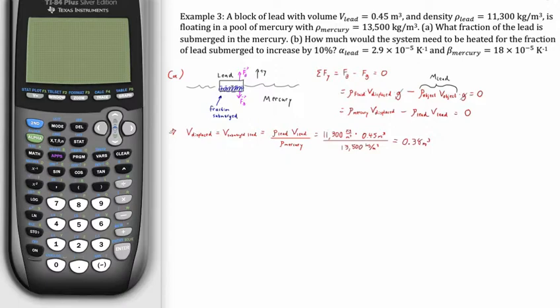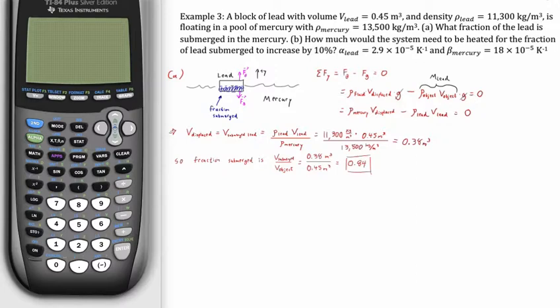it's the volume of displaced mercury, which is equal to the volume of submerged lead. And when we do that, we find that it's just the density of lead times the volume of lead divided by the density of mercury, which ends up being 0.38 cubic meters. And of course then we can compare that to the original volume of the lead, which was 0.45, so it's a pretty good portion of the lead. So it's floating pretty low in the mercury, but it is not sinking.